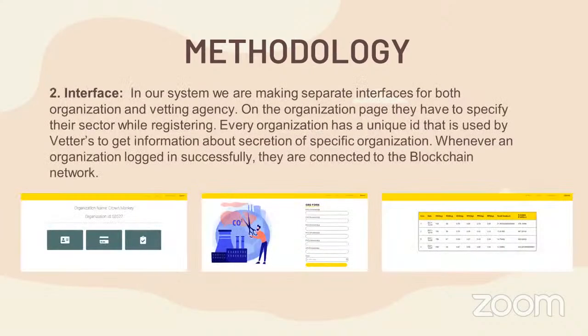Interface. In our system, we have made separate interfaces for both organization and vetting agency, as I mentioned. In the organization, they have specified their sector while registering. Every organization has a unique ID with which the vetters get information about the emissions of a specific organization. Whenever an organization logs in successfully, they are connected to the blockchain network.